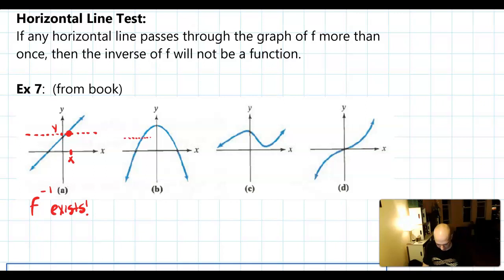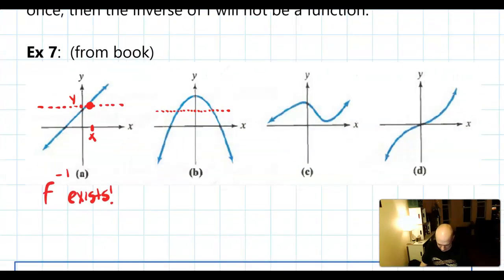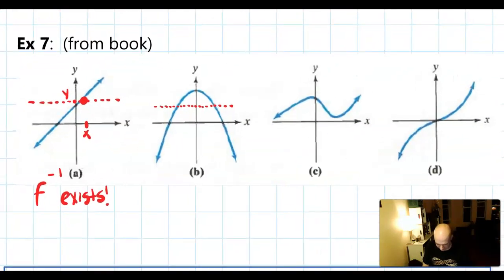Downward facing parabola. Here's a horizontal line, and there are situations where a horizontal line would only hit this once, but in this case, we'll pick the line to be here at some y value, and this does hit the function twice. So there's some x1 and then some other x2 that both map to y. So it is fair to say, of course, that f of x1 is equal to y, and f of x2 is also equal to y.